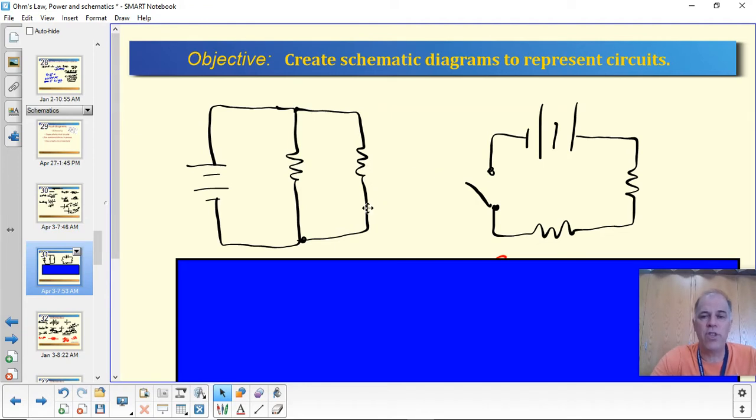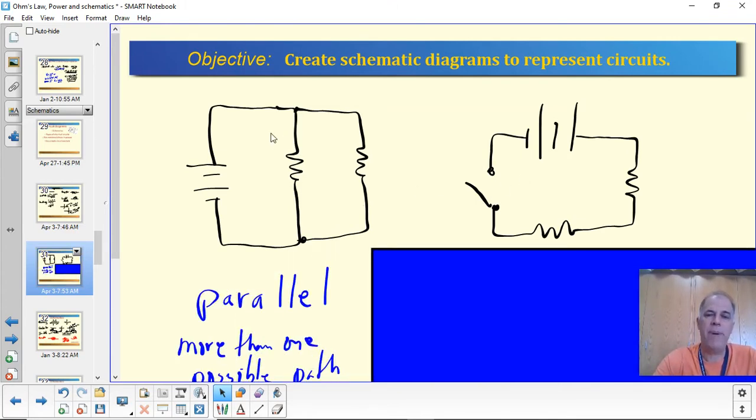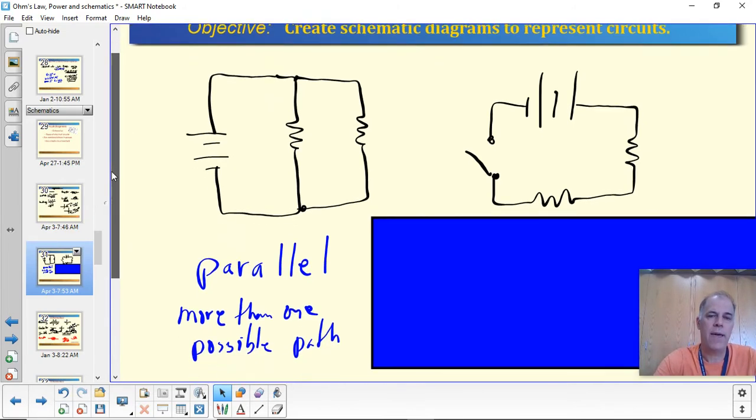This also brings us to two broad categories of circuits, okay? Because this one is really not the same as this one. And it's not just because this is an open circuit and a closed circuit. It's bigger than that. This one on the left is called a parallel circuit. In a parallel circuit, you have more than one possible path for charge or electrons to take as they travel through the circuit.